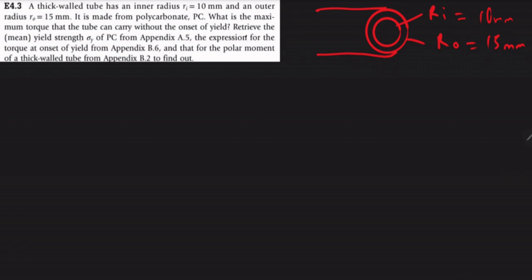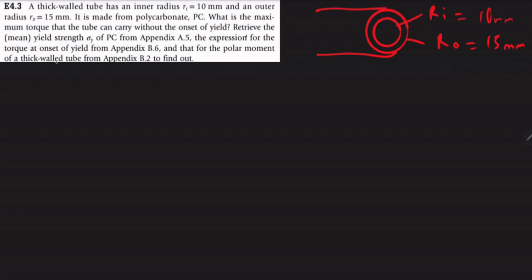They told us to find the torque that the tube can carry without yield. So the minimum torque, that's what it's asking for. The minimum torque that it can carry without yield. So it will not get to the yield point. It will still be before the yield point, in the elastic region. So what is the minimum torque it can carry before it yields?